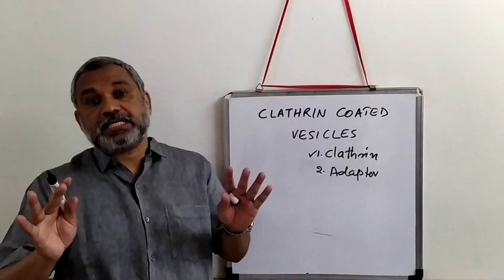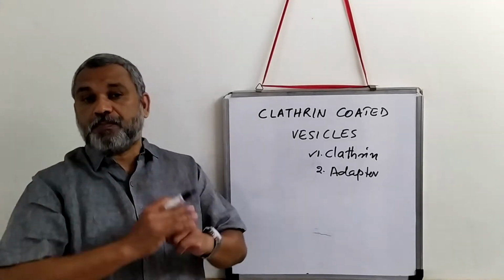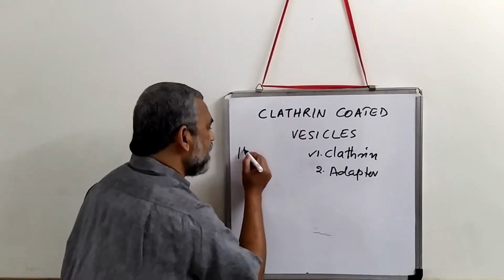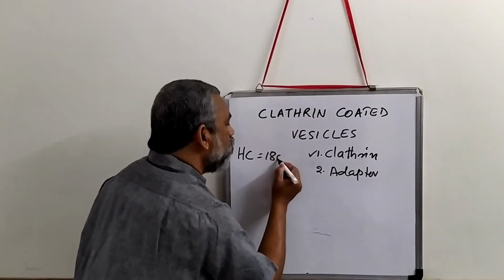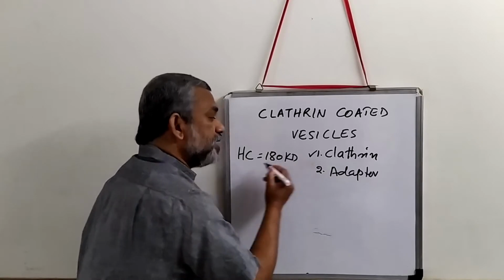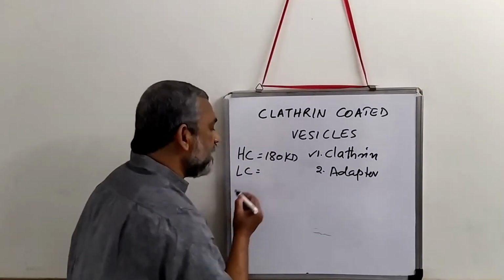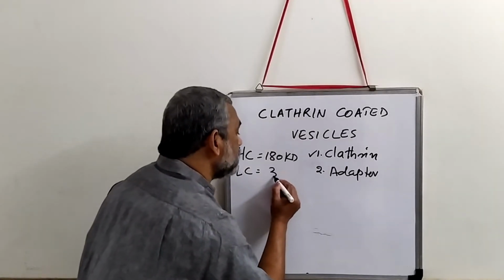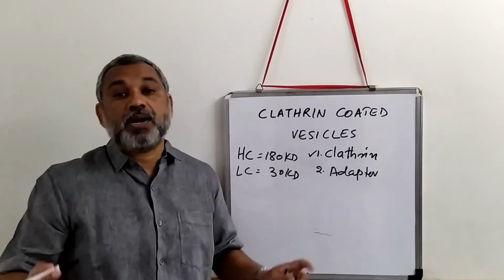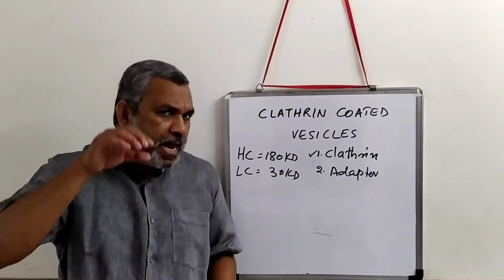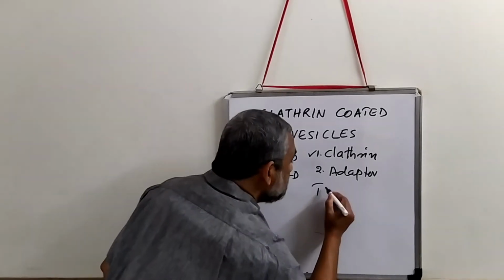Clathrin has two kinds of polypeptide chains. One is a heavy chain, whose molecular weight is about 180 kilodalton. Then it has a light chain, whose molecular weight is about 30 kilodalton. And these two occur in equimolar concentration. And these structures form something called a triskelion.